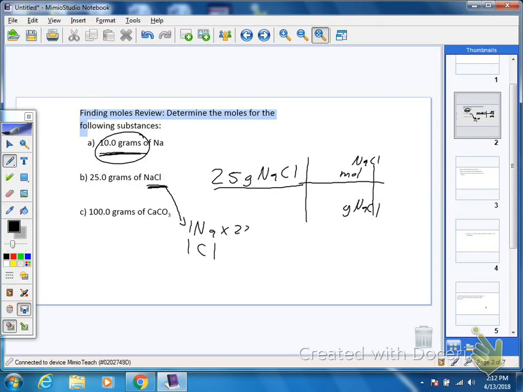So that would be 1 times 22.98, and then this would be 35.45. Then we add those together and we get 58.43. That goes in here, to 1 mole of sodium chloride. Then when we divide that out, that'll give us our correct number of moles of sodium chloride, and that's 0.43.